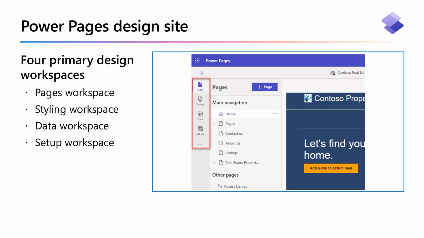There's the Pages workspace. This allows makers to create, edit the design, and arrange the web pages in your site. There's the Styling workspace, where it's used to personalize the look and feel of your site by adding styling and theming. There is the Data workspace, and this provides the ability to create and modify Microsoft Dataverse tables that are used in the data-driven web applications. And then Setup workspace, the primary administrative area for site administration and management.